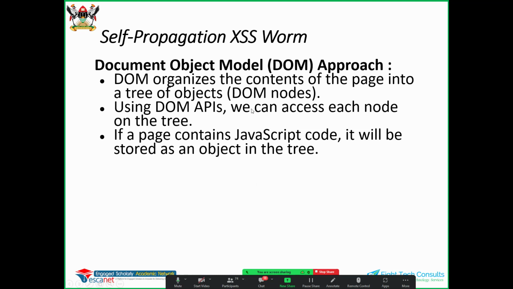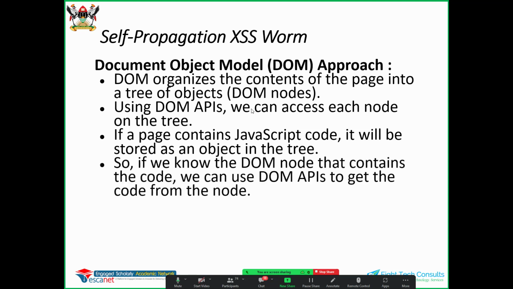So if we're able to use the DOM, we can access each node, and that's how I write CSS. We can target any kind of node using what? Using the DOM APIs. If a page contains JavaScript, it will be stored as an object tree. So we can know that the DOM node can contain the code. We can use the DOM node API to get the code from the node. So if you write JavaScript, you can access an attribute that is inside the HTML element. You can as well change it using JavaScript.